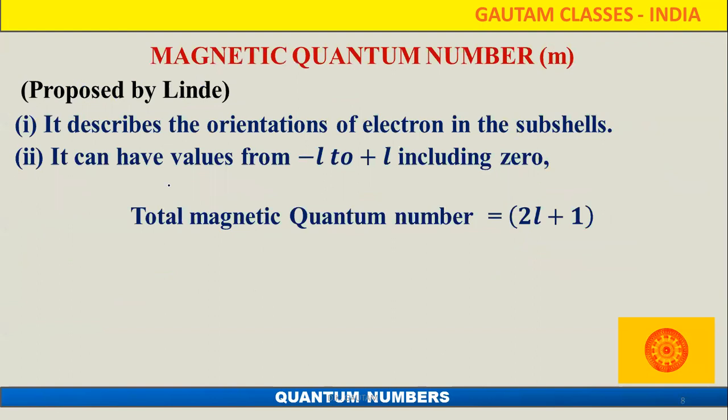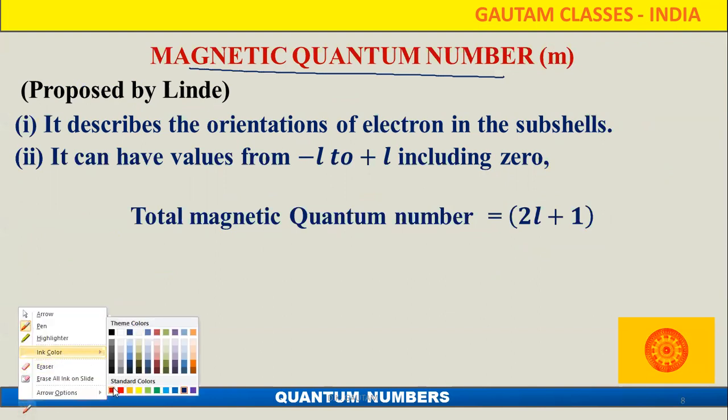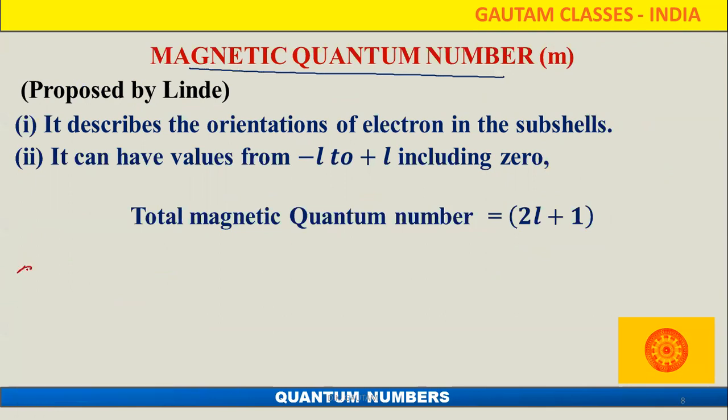Next is the magnetic quantum number. The magnetic quantum number tells us the orientation of an electron in the subshell. What is the relation between the magnetic quantum number and the azimuthal quantum number? We can write the relation: m is equal to minus L to plus L, including 0.